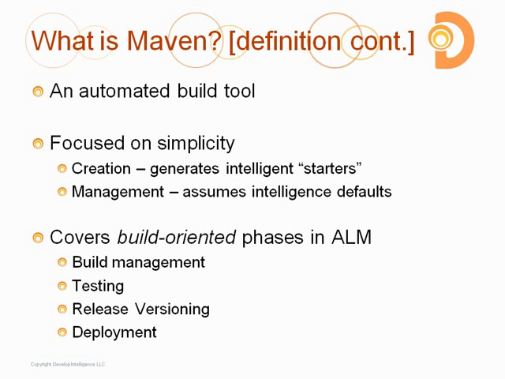There is a term in the software development community right now, Application Lifecycle Management, or ALM, and there are a bunch of different tools that you can buy or license to help you with that. Maven is kind of a loose implementation of an application lifecycle management tool. It takes on the build-oriented phases, so it's not going to deal with requirements gathering. It's not going to deal with post-release maintenance.